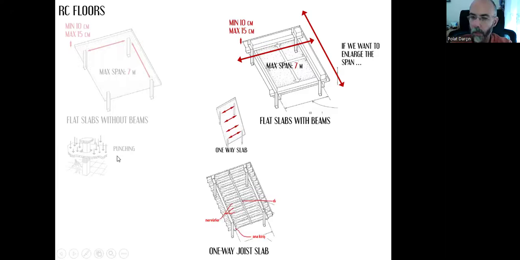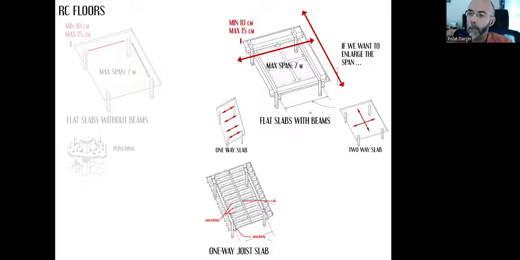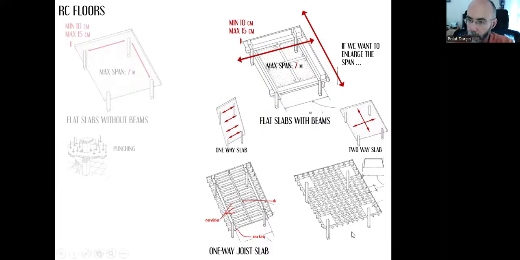One-way joist slab. Or if we are designing a square-shaped two-way slab, then we can have girders in both directions like that, in both this direction and that direction, so that they will transfer their loads to the main beams and then the columns. That's what we call a waffle slab.